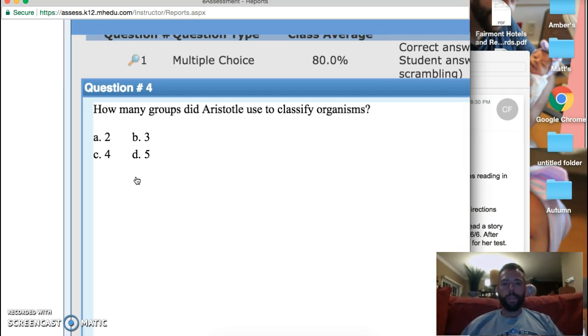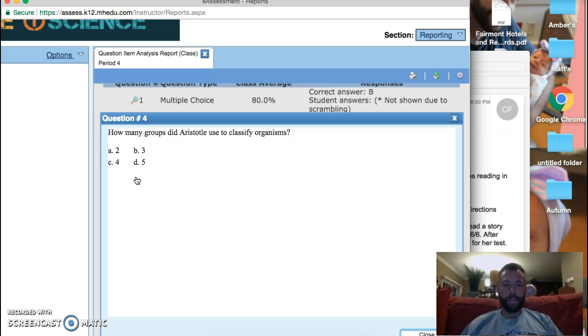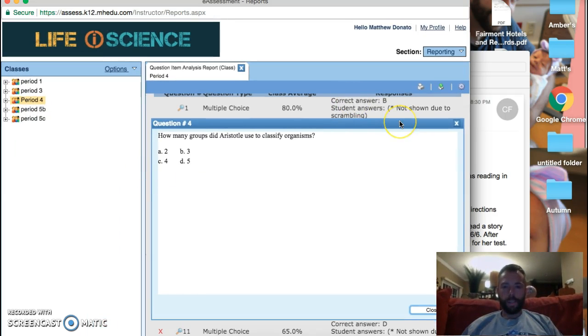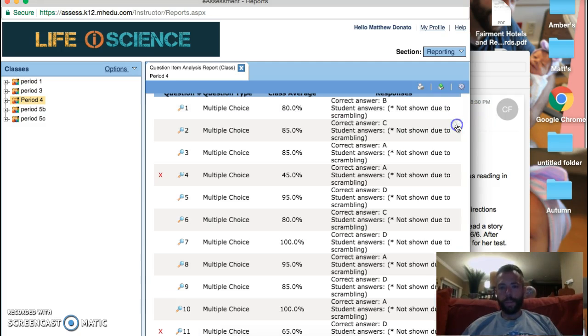So if you're a student who is very mindful of everything that I assign and read carefully, this is probably one you got right. If you didn't read carefully, you might not have gotten it right. The correct answer is two. So Aristotle was an old philosopher from thousands of years ago, and at that time they thought that all living things were either plants or animals.